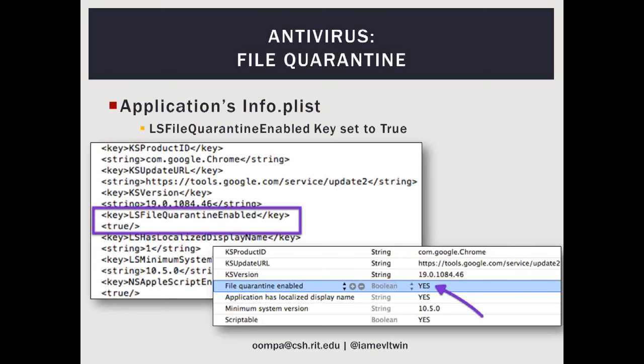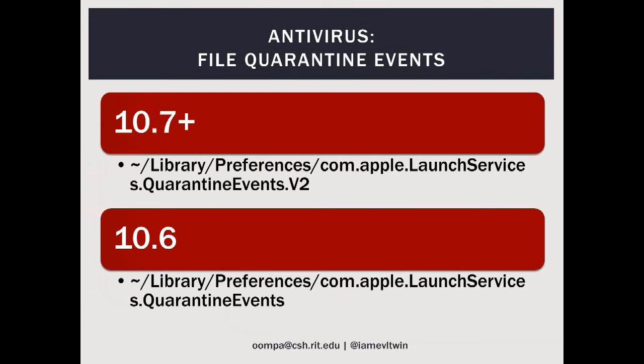If we want to look at different applications to see if they do implement this file quarantine tagging ability, we can look at the LSFileQuarantineEnabled key in the application's Info.plist to see if it is in fact enabled or not. In this case, we have an example of Google Chrome, which is one of the big web browsers. It is absolutely implemented there. A lot of this file quarantine data will also be stored in its own property list database file.